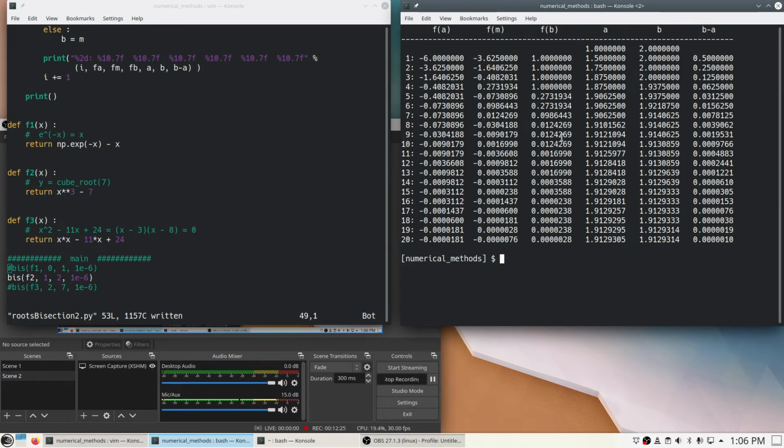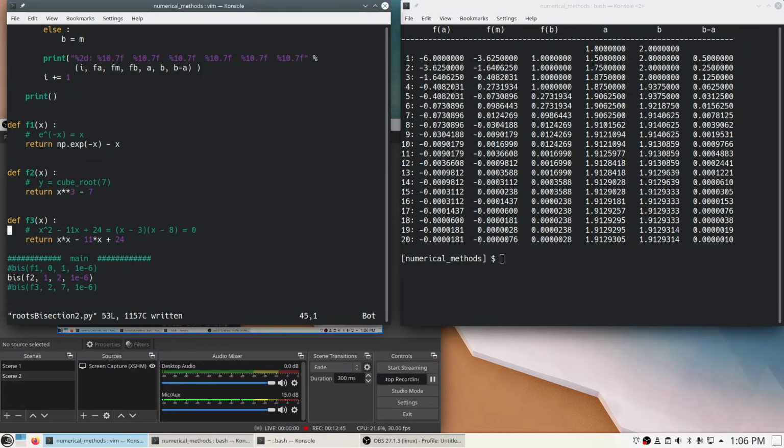So let's run this. And we go through the same process, and we get down here to 1.91293, where they're both the same. And if you try that, you'll see that raising that to the third power will be pretty close to 7. Okay.